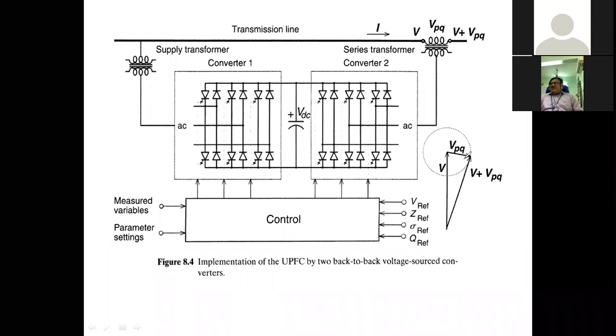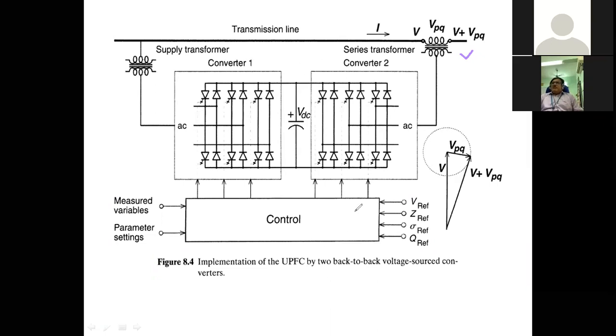So it is injecting voltage so that the series reactance is controlled, voltage is controlled, and the phase shifting is also controlled using this one. So here, by injecting a voltage, real power and reactive power are controlled independently for converter 1 and converter 2, and this is the operation of this UPFC as far as it is concerned.